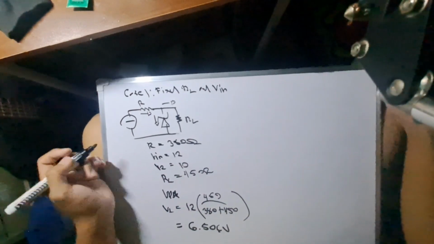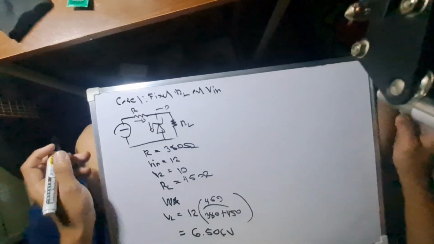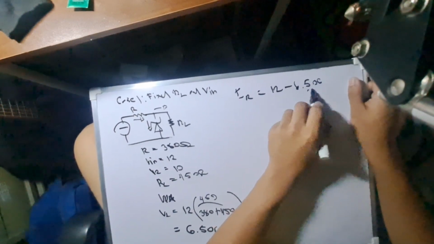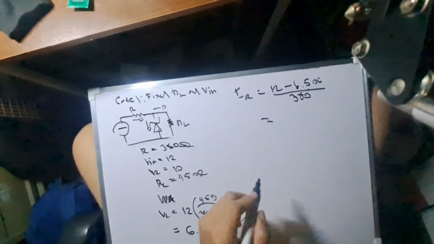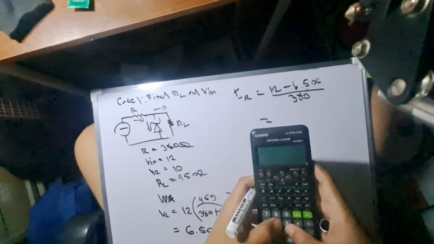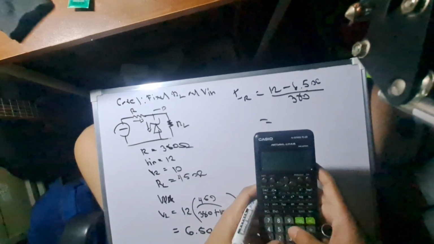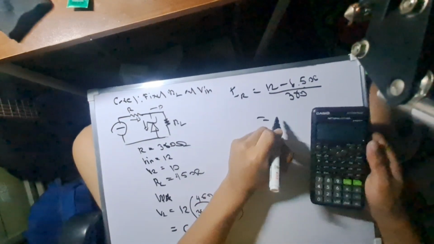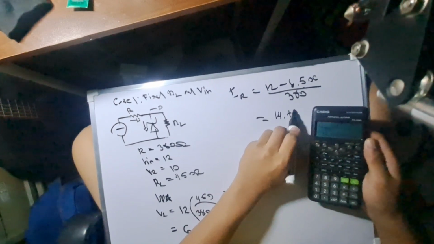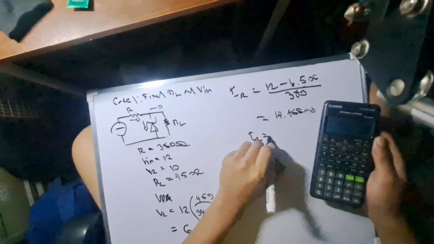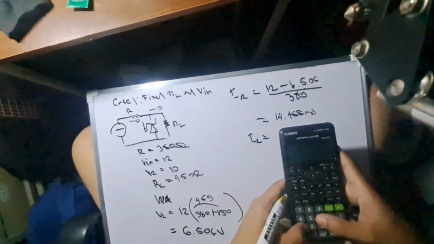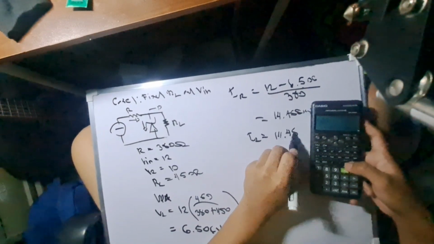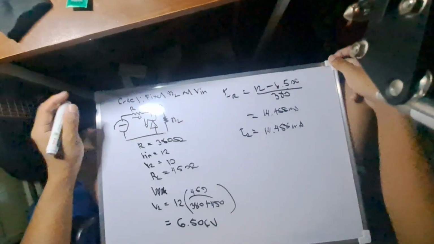First, let's get IR and IL. IR is simply equal to 12 minus 6.506 all over 380, and that equals 14.458 milliamperes. IL is 6.506 divided by 450, and we also have 14.458. Oh, diba? I just made it hard for myself. They are in series, so they should be the same.